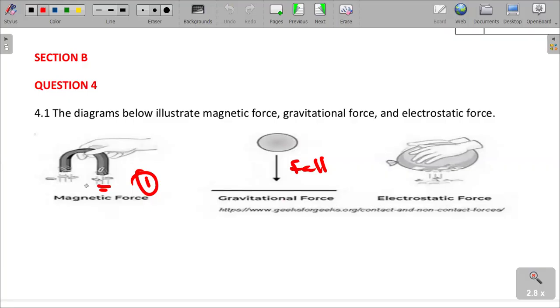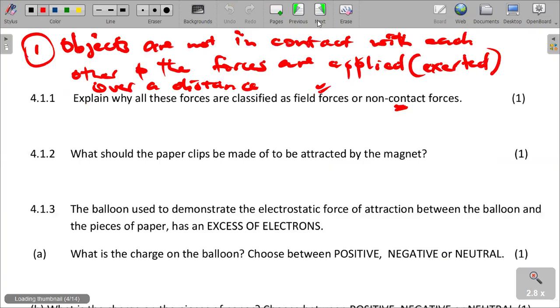So when you talk about magnetic force, gravitational force, and electrostatic force, they are all classified as field forces or non-contact forces. Why are they so? Because there is no contact between the objects, and the forces are exerted over a distance, as you can see.